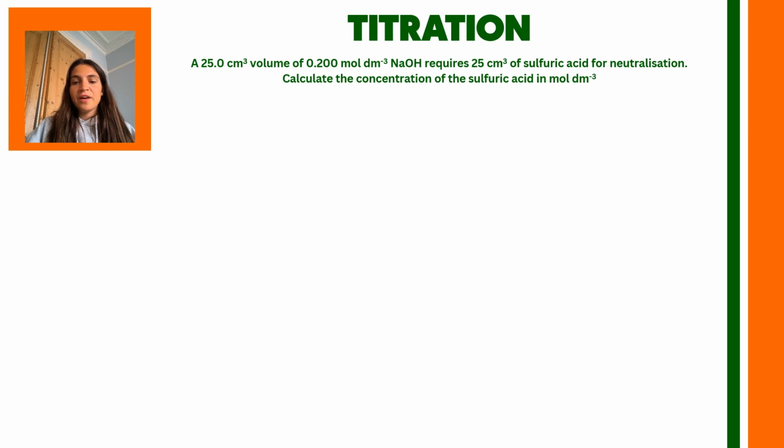Titration at 25 centimeters cubed volume of 0.2 moles per decimeter cubed of sodium hydroxide requires 25 centimeters cubed of sulfuric acid for neutralization. Calculate the concentration of sulfuric acid in moles per decimeter cubed.